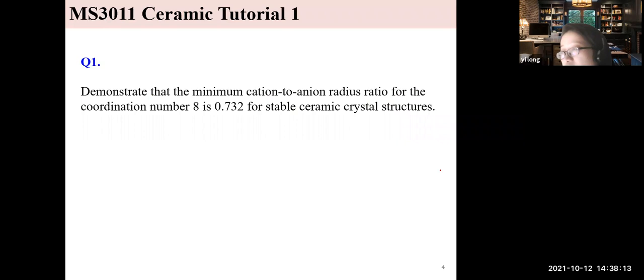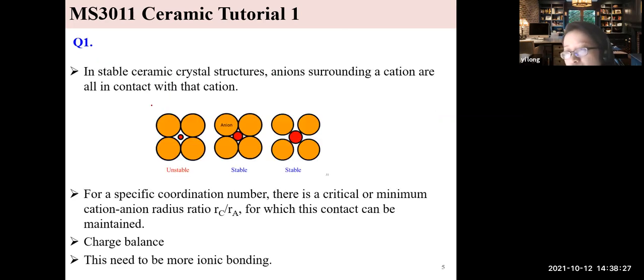Okay, so quickly, I think this is very straightforward, simple geometry. So the minimal cation-anion radius ratio for this number, this is 8, so it's a BCC. As I said, use BCC to remember. Okay, and also let's quickly review.